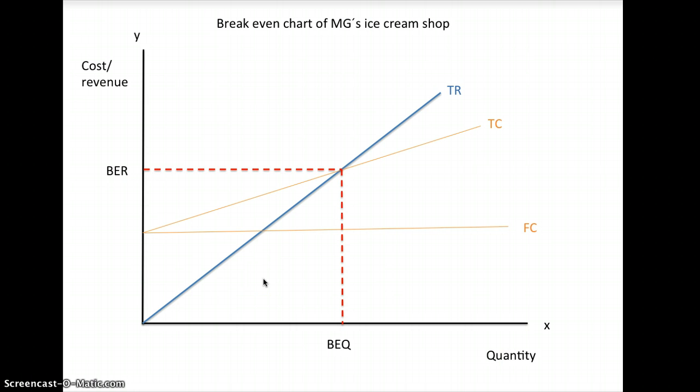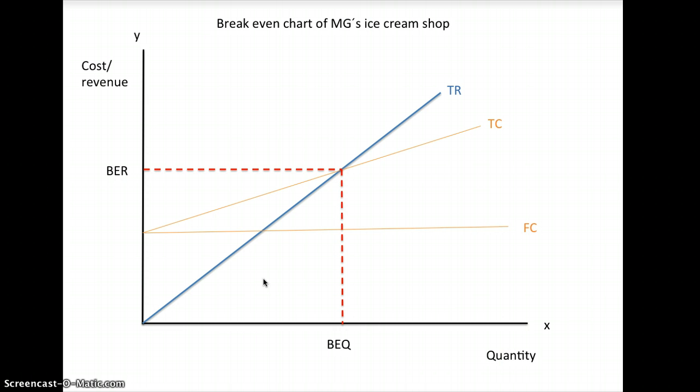Once we have these three curves plotted, we can figure out the break-even point. The break-even point is a point in which total revenue equals total costs. This means that the firm is not producing any profit or any losses. It's being able to cover all of its costs.